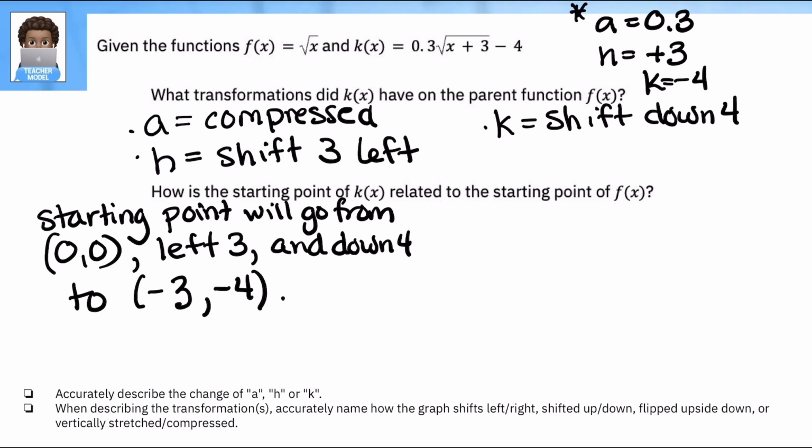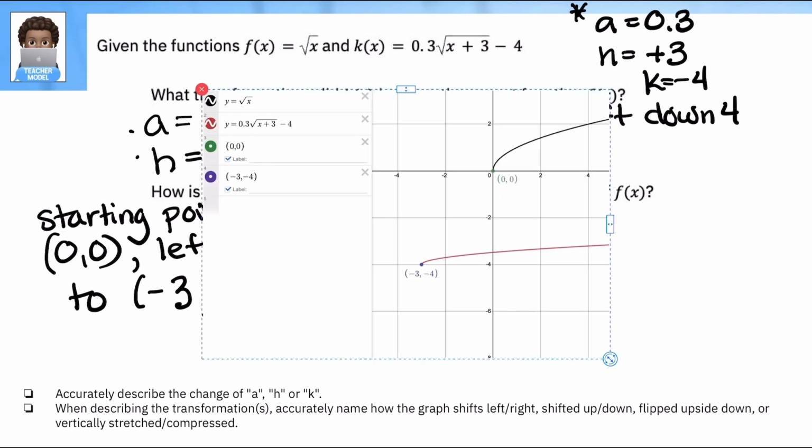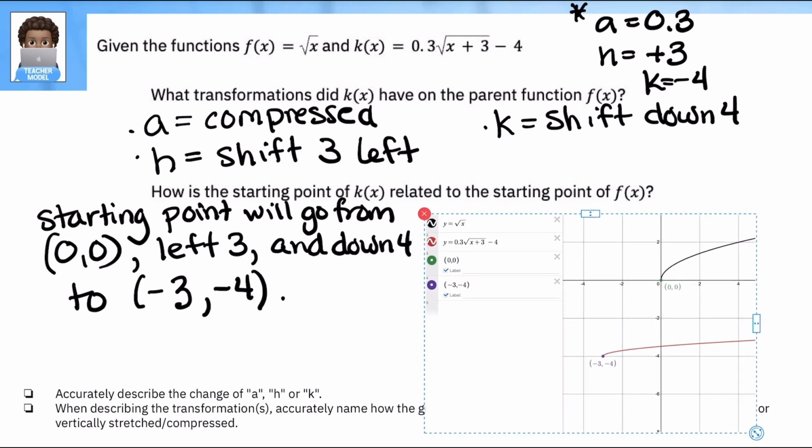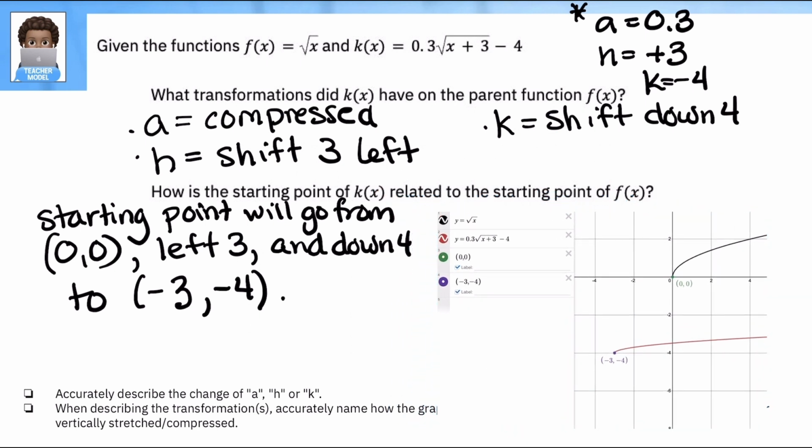Okay, let's confirm this using our image, and here we go. Just going to put this down here for you, and you can see that is our new starting point. We are correct on that part, as well as, yes, it is more compressed, so we were correct there, and it did shift 3 to the left and down 4. So we had the other transformations.